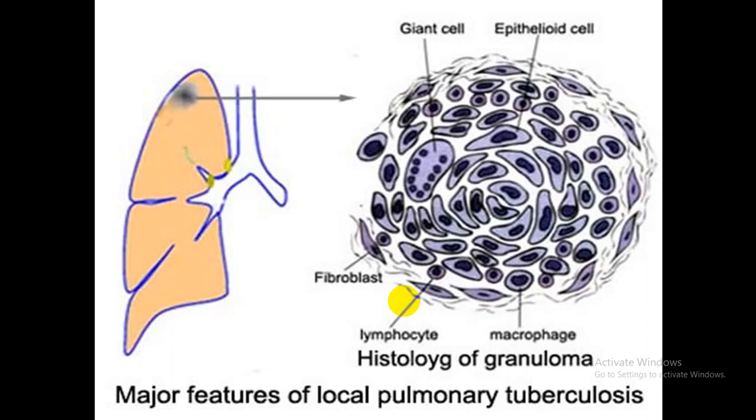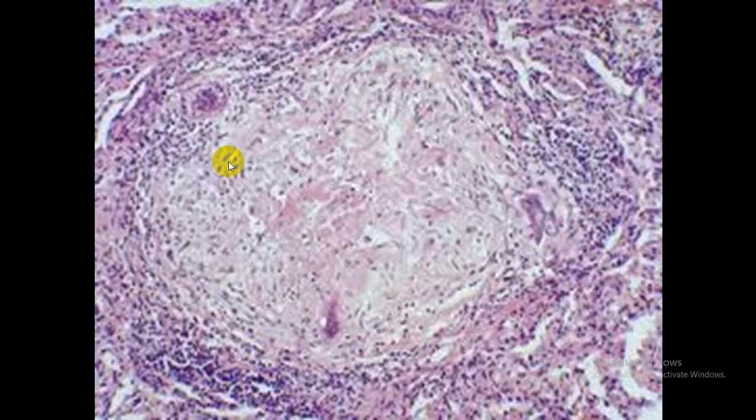This is the same diagram of the histological granuloma. The major feature of local pulmonary tuberculosis, you see the site is mainly in the apical region. Why in the apex? We will come to that later, because the bacilli of TB are aerobic bacilli which need aerated tissue, so they mostly infect the apex of the lung, forming this granuloma, or this Ghon complex. When it involves the lymph node, we call it the Ghon complex. This is the histopathology.